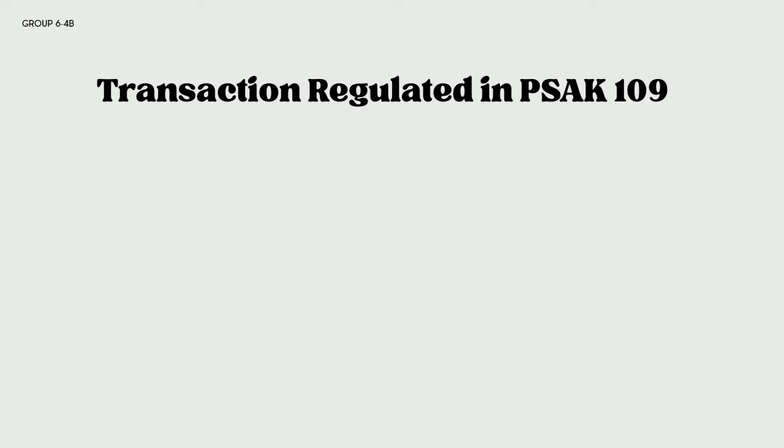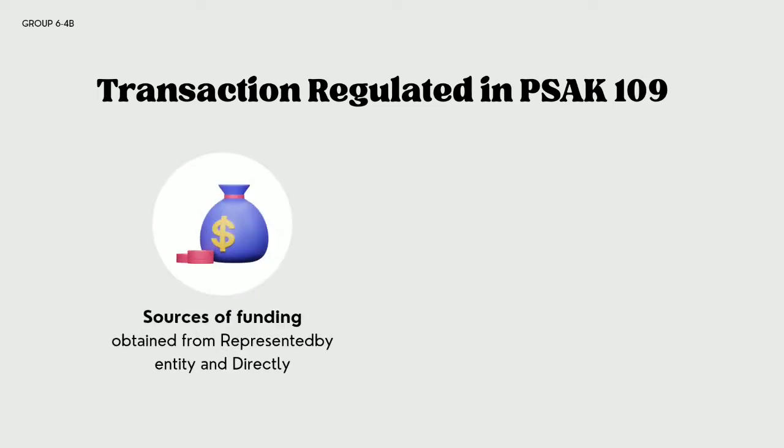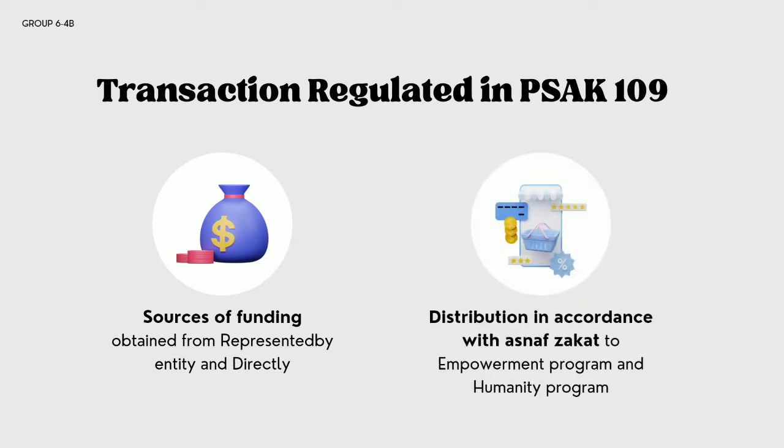In point 1 is the source of funding, obtained from entities or companies, zakat and corporate CSR, and directly from muzaki in the form of zakat, infak, alms funds, and other religious social funds or DSKL. Point 2 is distribution in accordance with Asnaf Zakat to empowerment programs in the economic, education or scholarship, health, social and business sectors, and humanity programs.